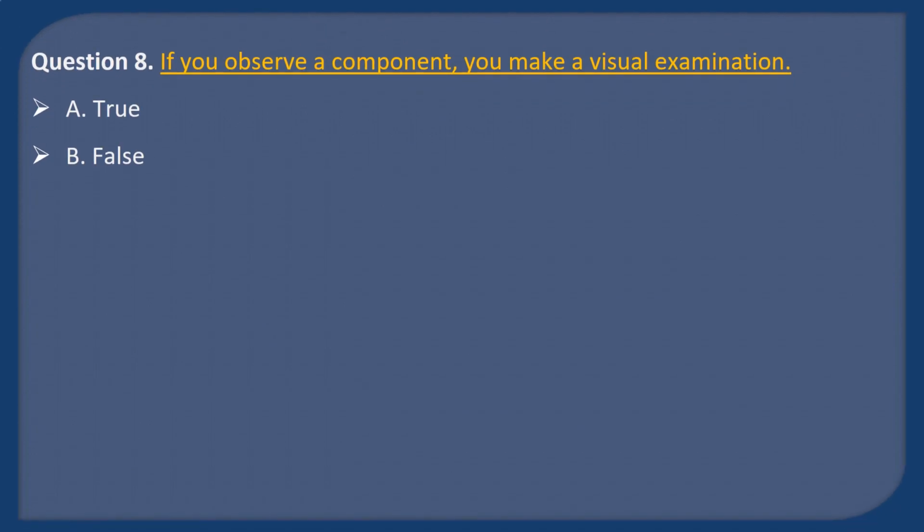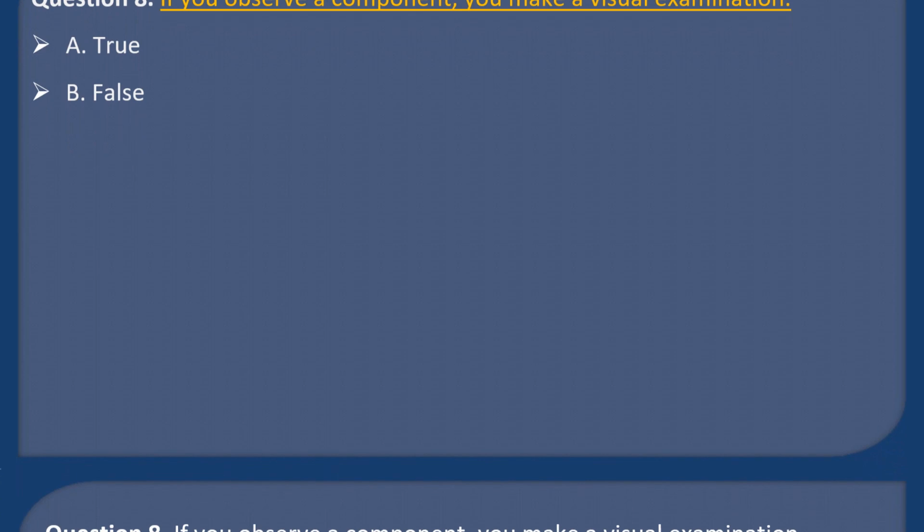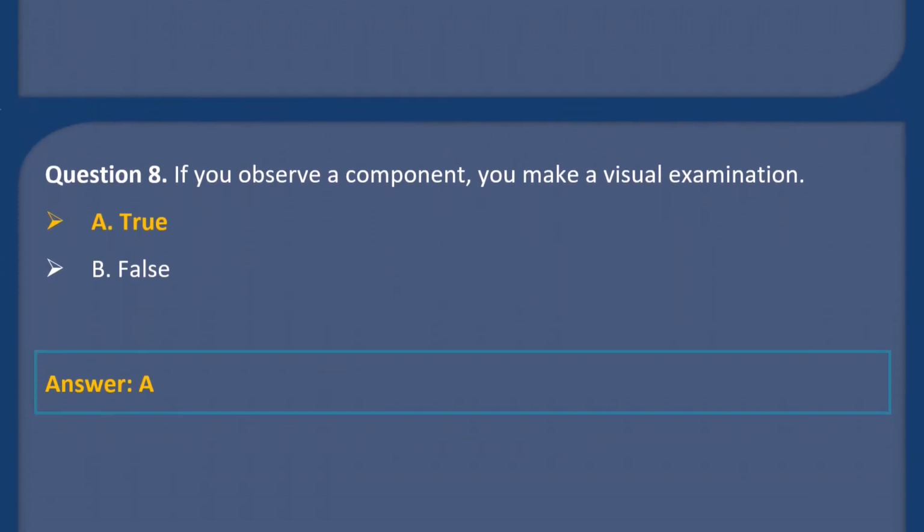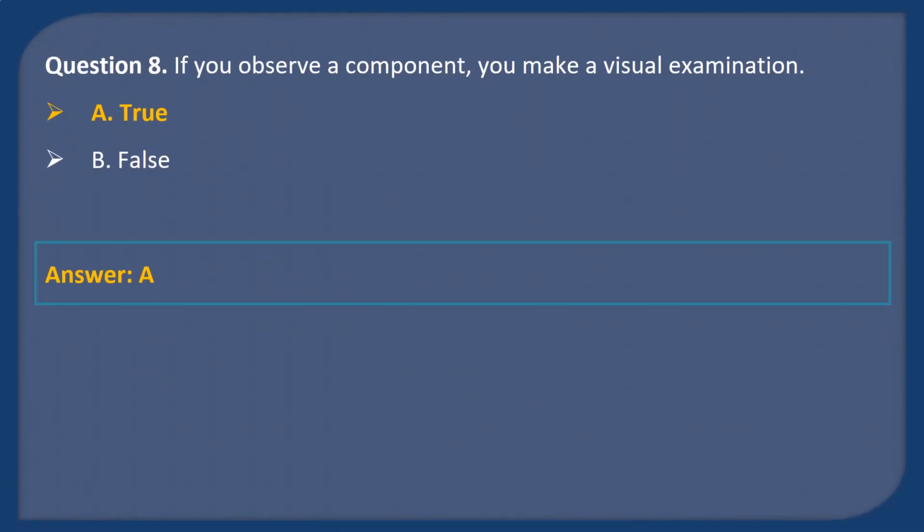Question 8. If you observe a component, you make a visual examination. A. True, B. False. Answer A.